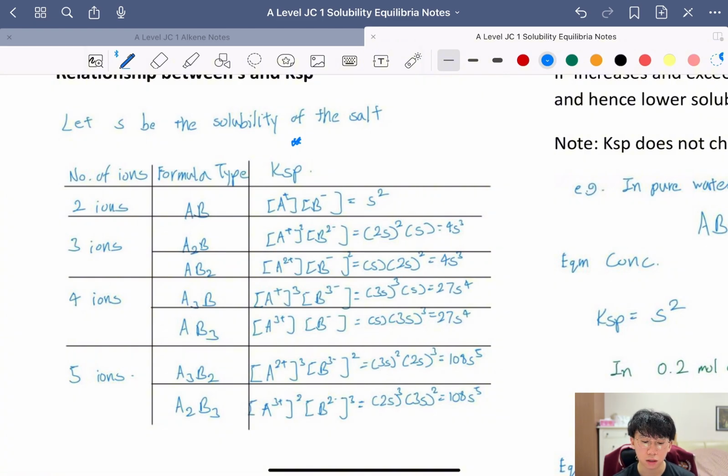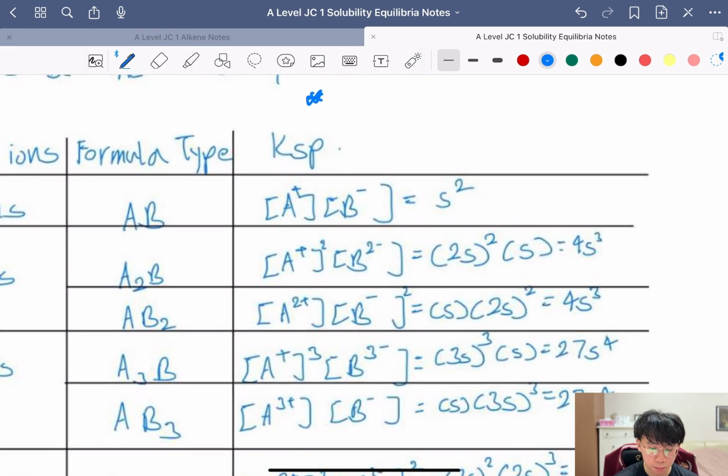Well, if we look at the AB equation where the ratio of your ions is 1:1 and you let S be the solubility, that means that when S amount of compound is dissolved, you would get S amount of A plus and S amount of B minus. And therefore Ksp for this AB formula type would be S squared.